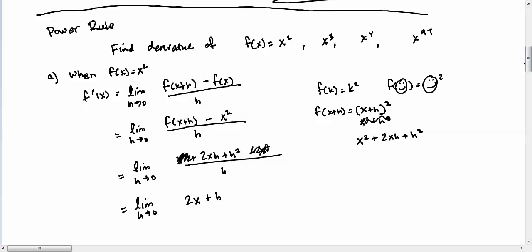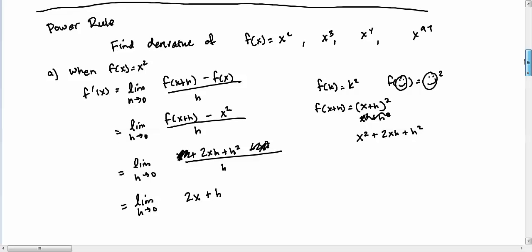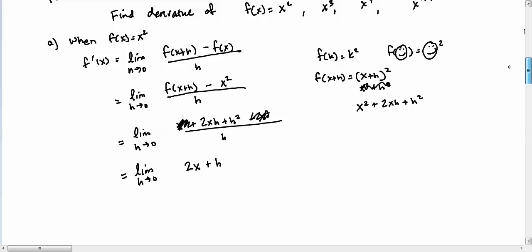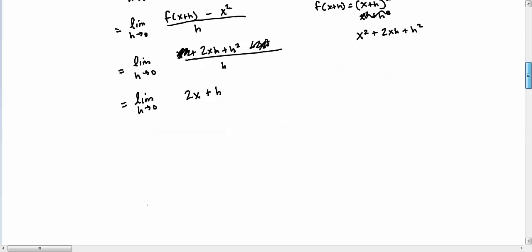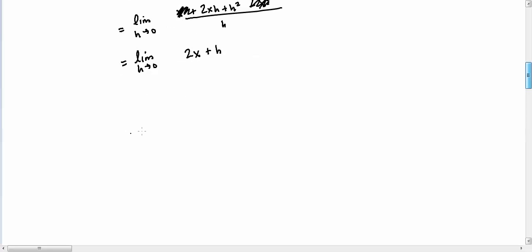Sure. What's the limit as h goes to 0? Well, 2x, just let it go to 0. The limit as h goes to 0 is equal to 2x. That's your answer. Are we cool?